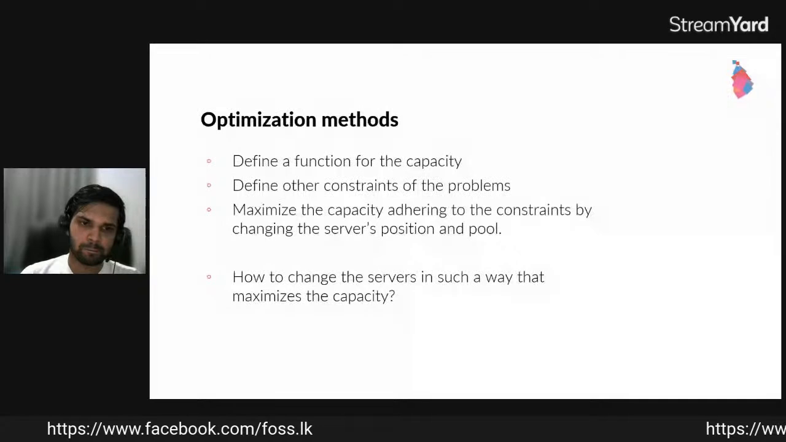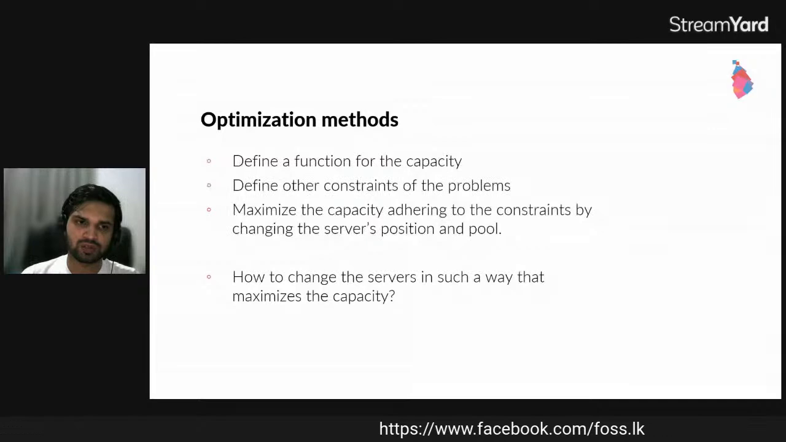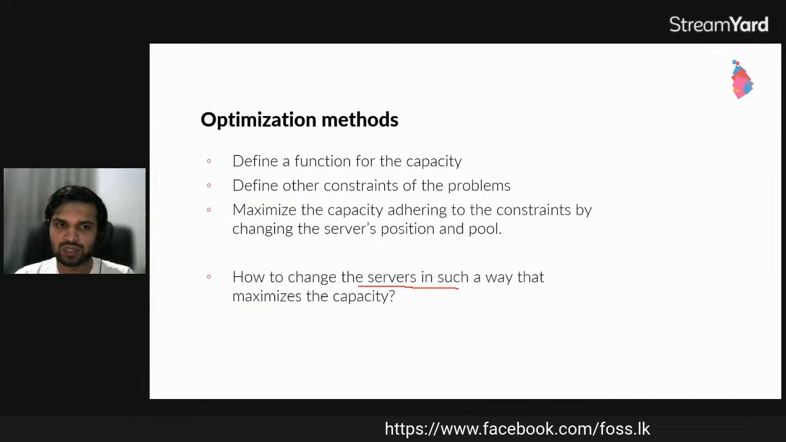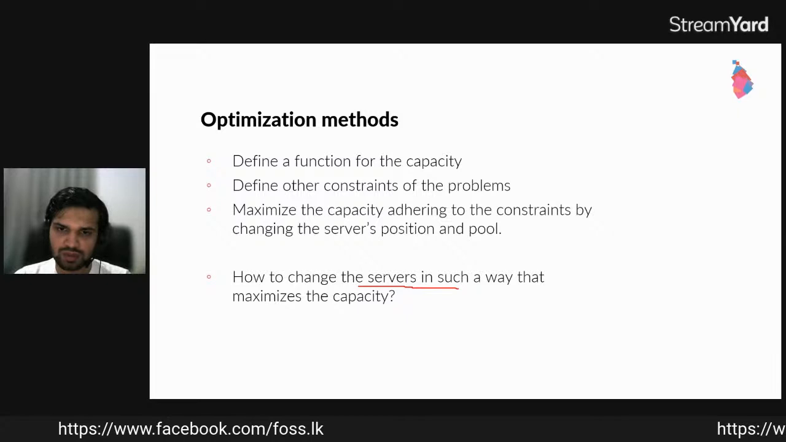So one thing that you need to worry about when you're using an optimization method is how to change these servers. You have to change these servers so that it will maximize the capacity. So you need to define a way so that you change these servers here and there, so that you go to the maximum capacity.